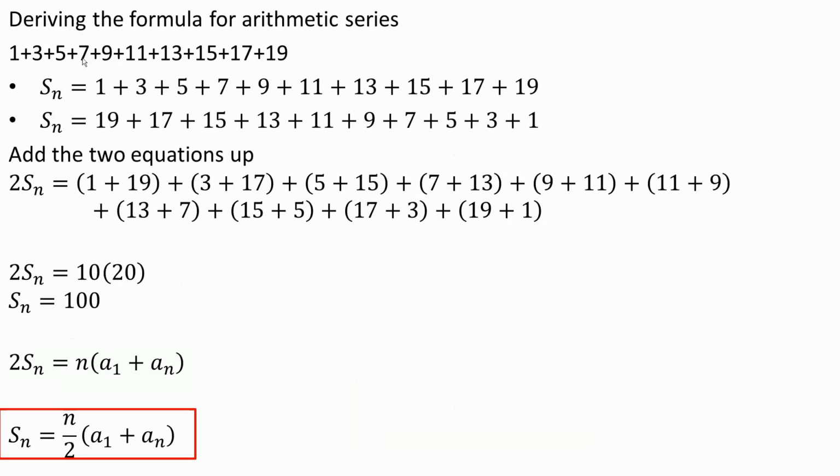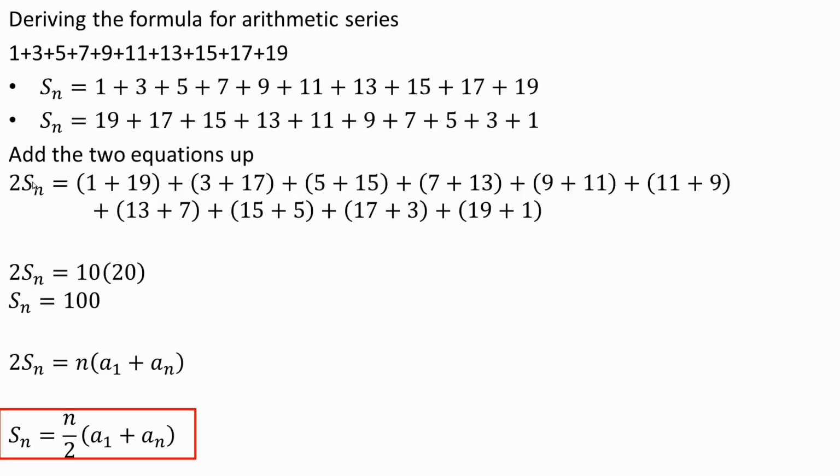Same problem, 1 through 19, and each term is increasing by 2. Here we're going in the forward direction: 1, 3, 5, 7. And here we're going in the reverse direction: 19, 17, 15, 13, and so on. Now if we sum these two pieces, we can see something special.